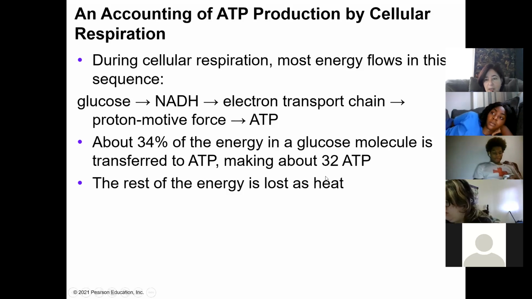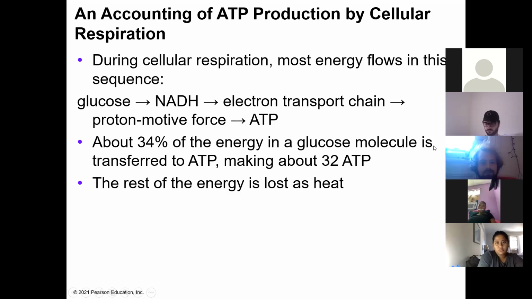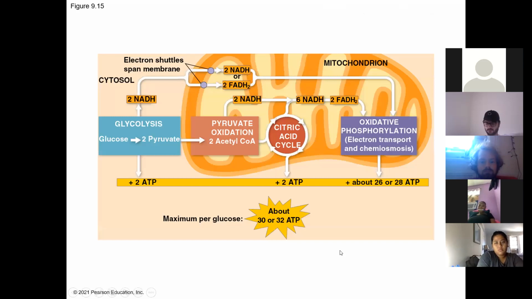Now the yield is 32 ATPs per one molecule of glucose. I really want you to pay attention to this number, okay? One molecule of glucose gives you 32 ATPs, but in a second, what was the number? Tell me, did you pay attention to the video? What's the number? 10 million. 10 million per second, yeah.